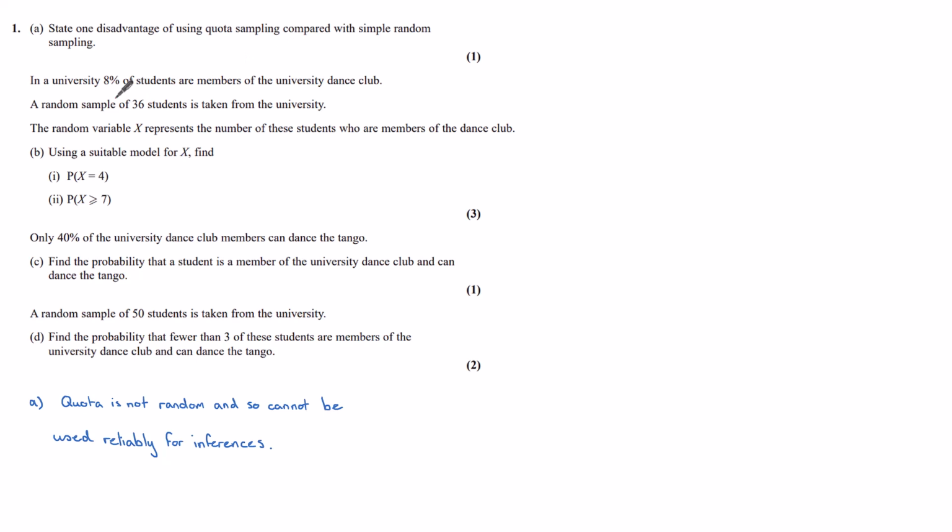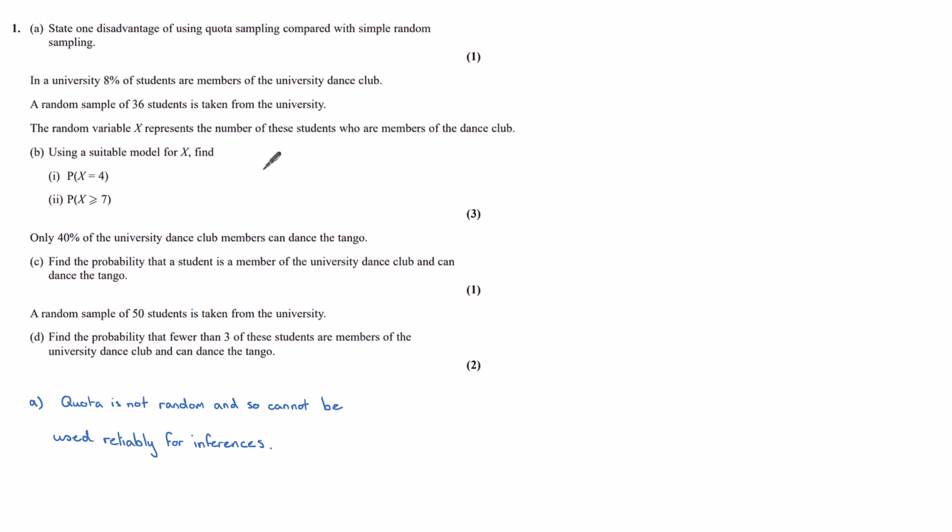In a university, 8% of students are members of the university dance club. A random sample of 36 students is taken from the university. The random variable x represents the number of these students who are members of the dance club. Using a suitable model for x, find the probability that x is equal to 4, and then the probability that x is greater than or equal to 7.